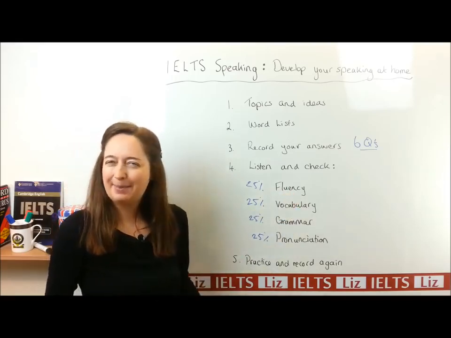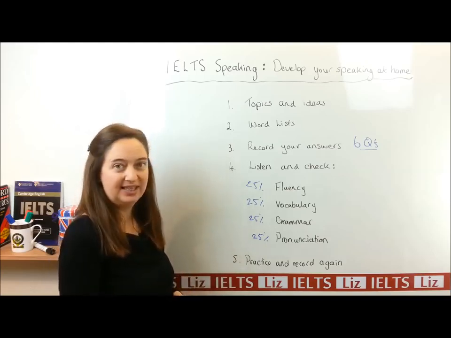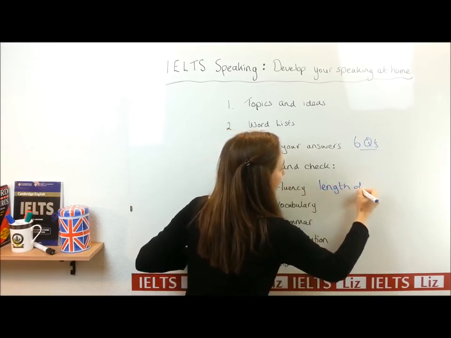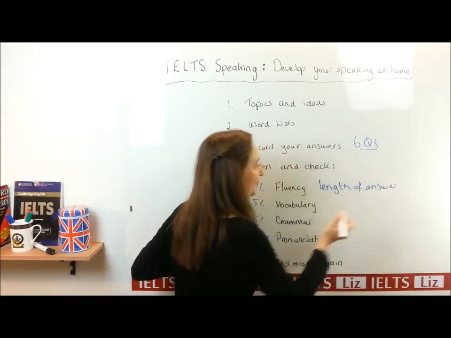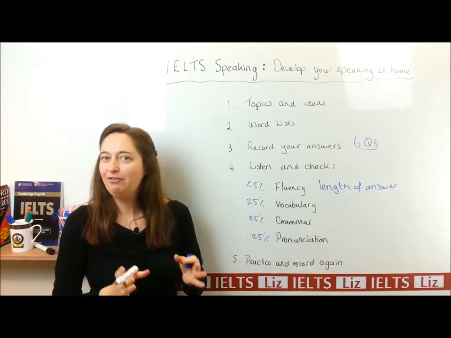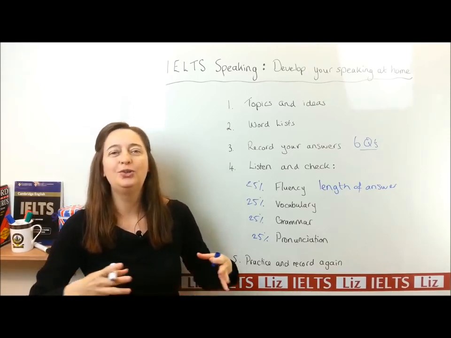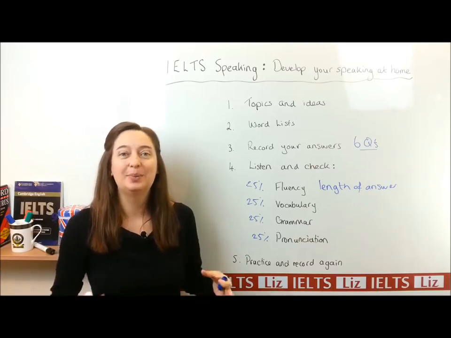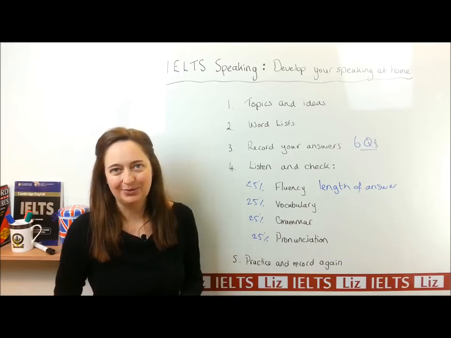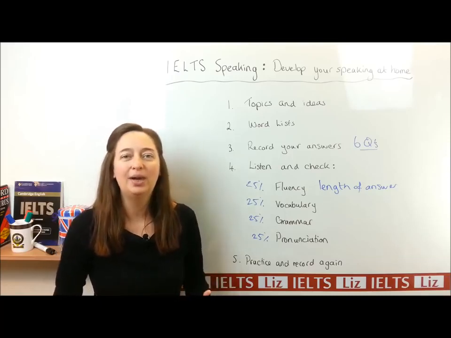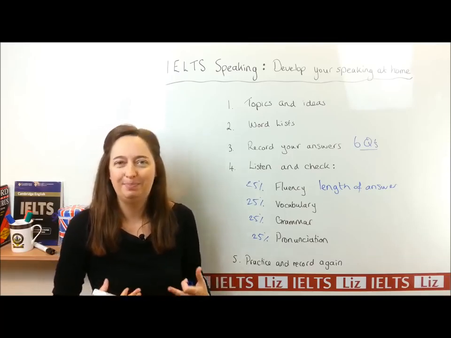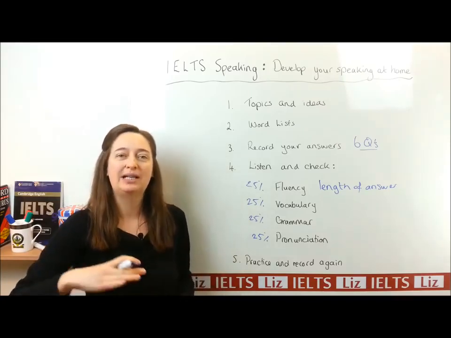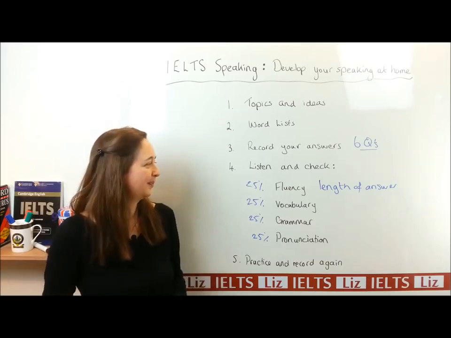Fluency. What does that mean? Well, the first thing that you need to check is the length of your answer. Did you give a very short answer, or could you develop it a little bit more? When you develop your answer a little bit more, that is a higher band score. You're offering the examiner more language, but you're showing the ability to speak fluently. So develop your answer more, higher band score.